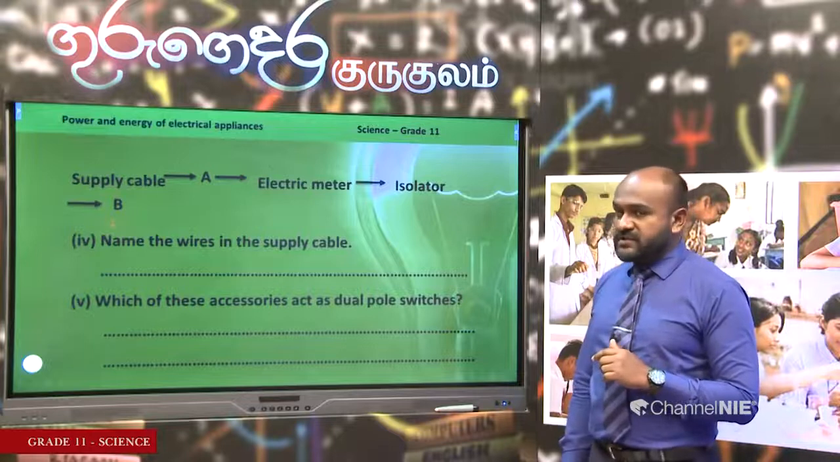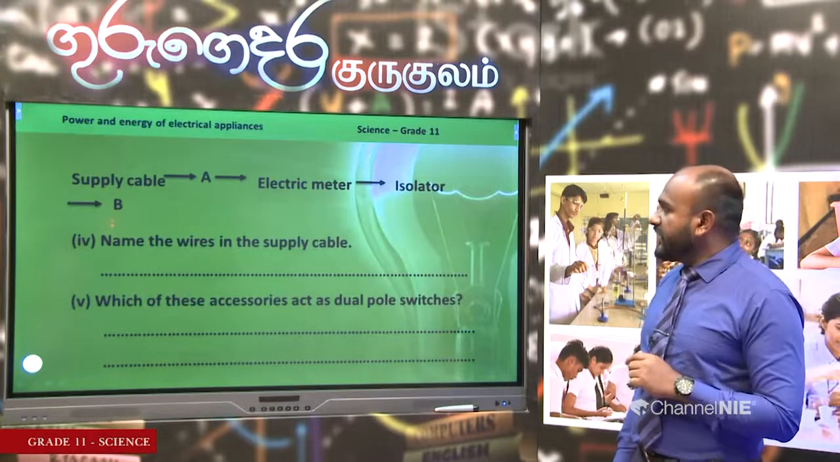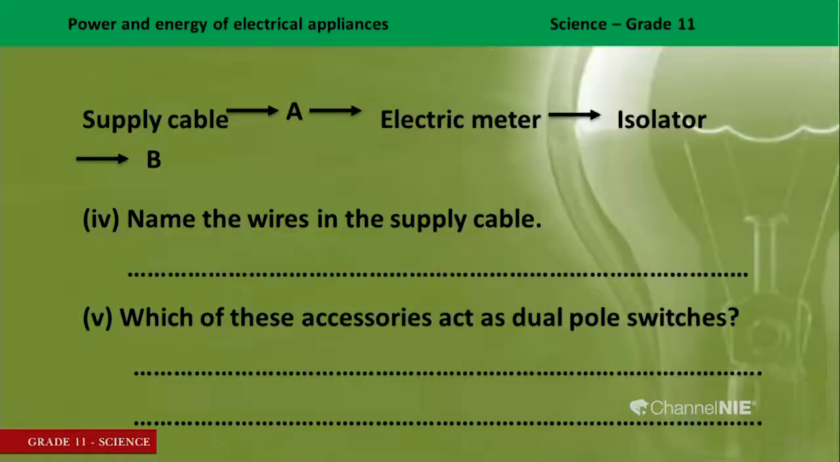Now, we have the next question. Name the wires in the supply cable. Already you know the wires, there are 2 wires. Part 5, which of these accessories act as dual pole switches? It means the ones which disconnect live and neutral wires. Check whether these are your answers. Name the wires in the supply cable: live wire and the neutral wire.